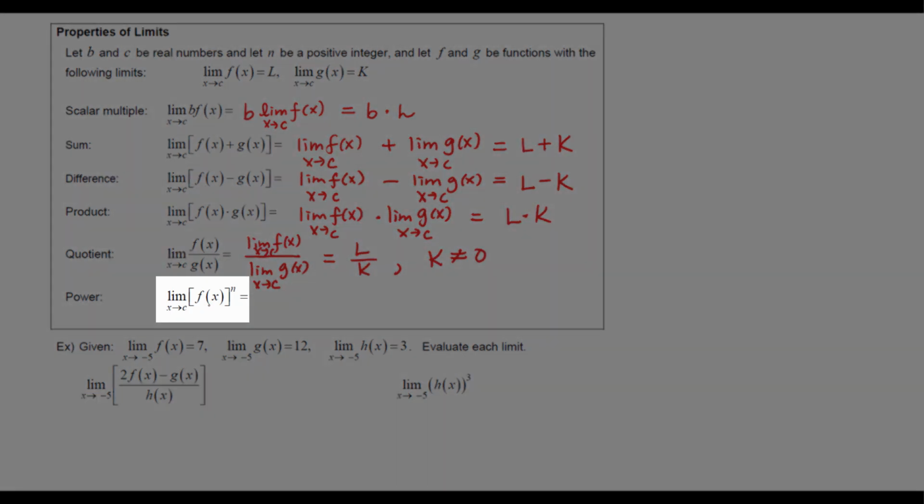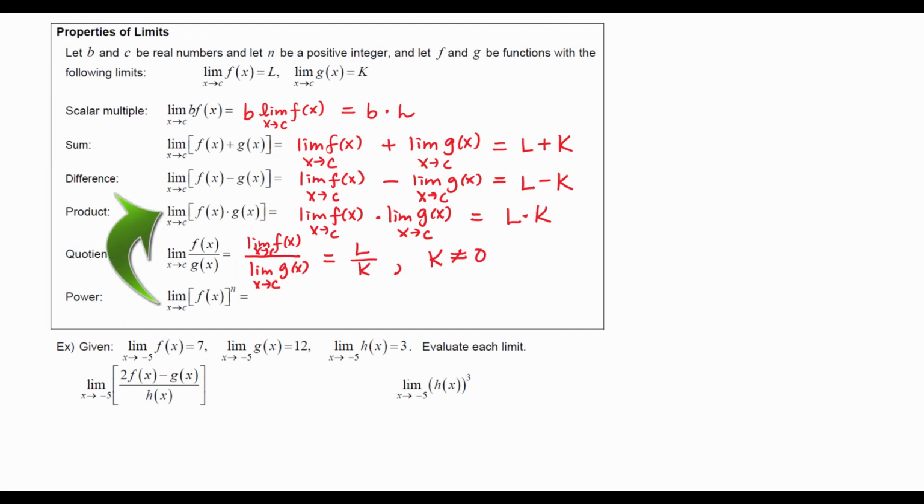Lastly, the limit of f of x to the nth power as x approaches c. You can think of it as using the product rule n many times, so that would be equal to L to the nth power.